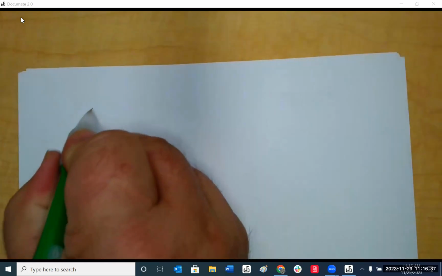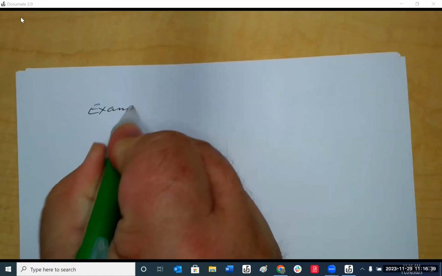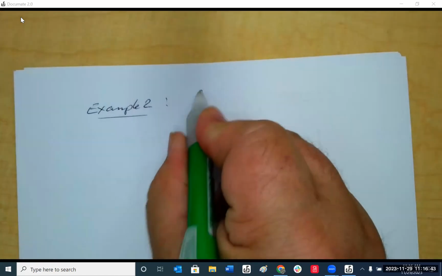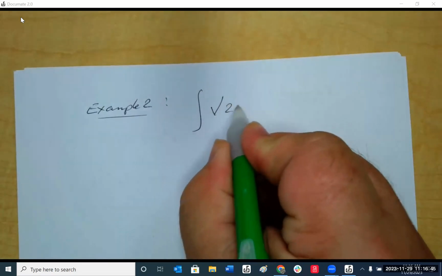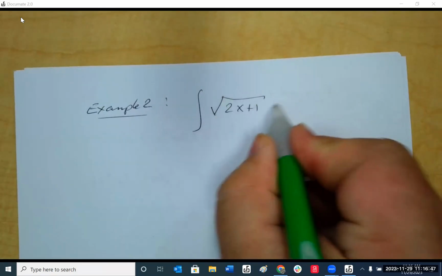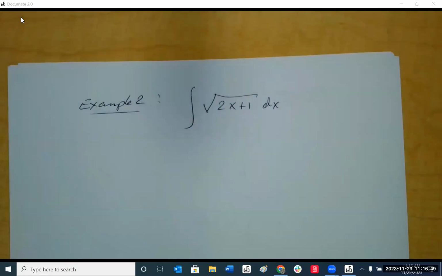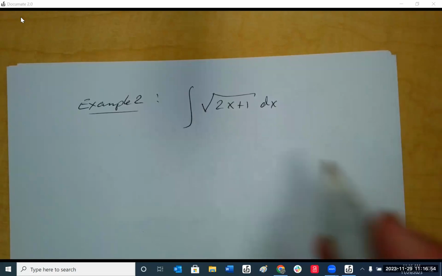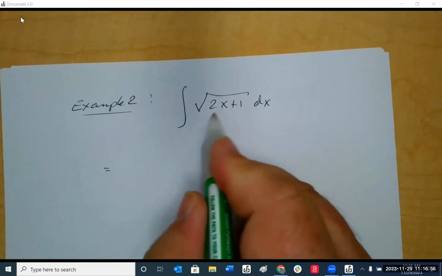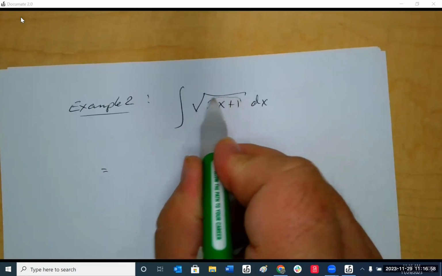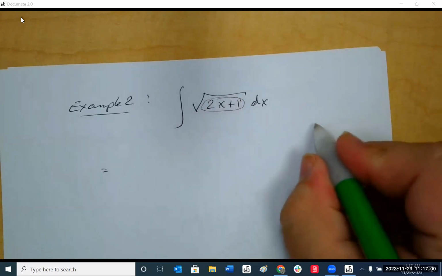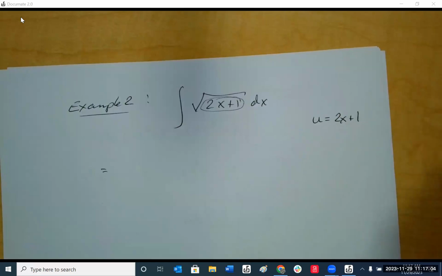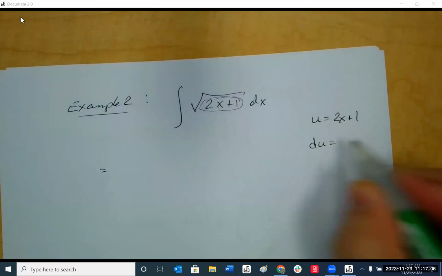All right, so look at example 2. The integral of the square root of 2x plus 1. The first thing you do is, since there's only one operation, this has got to be our u. So we have to find du.